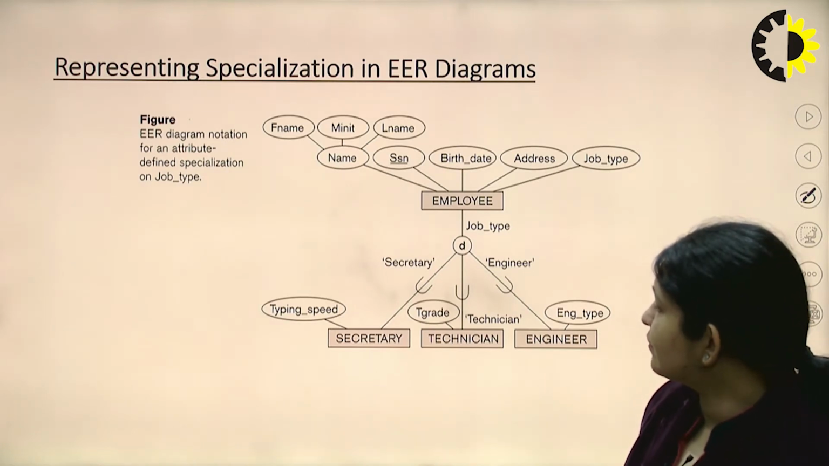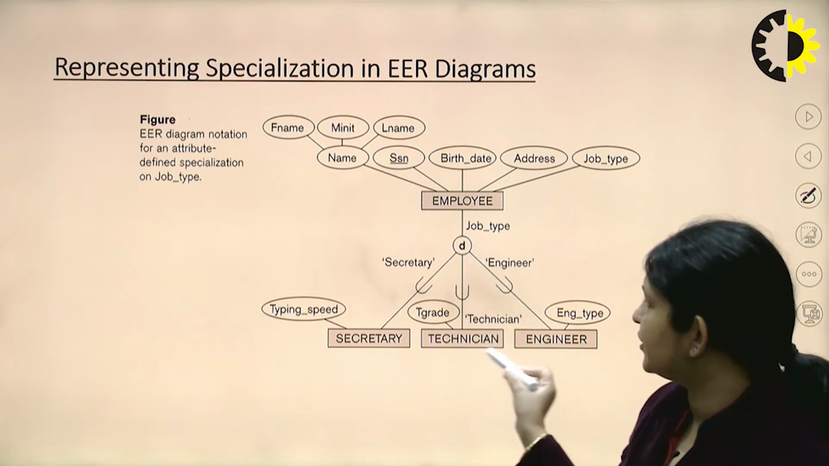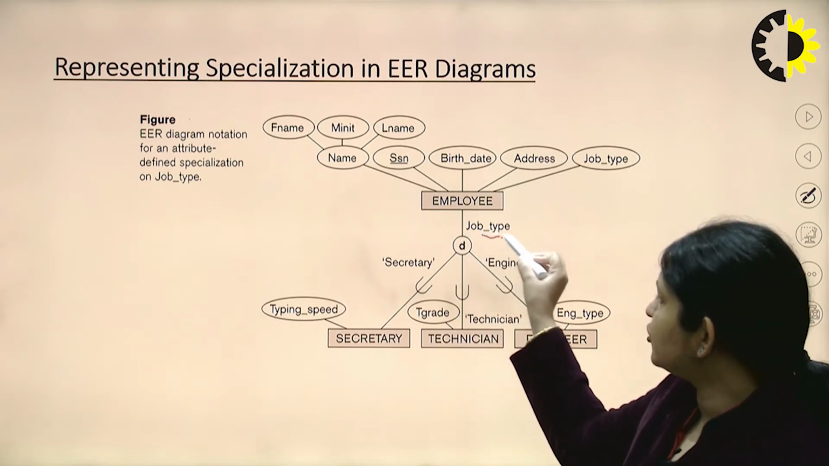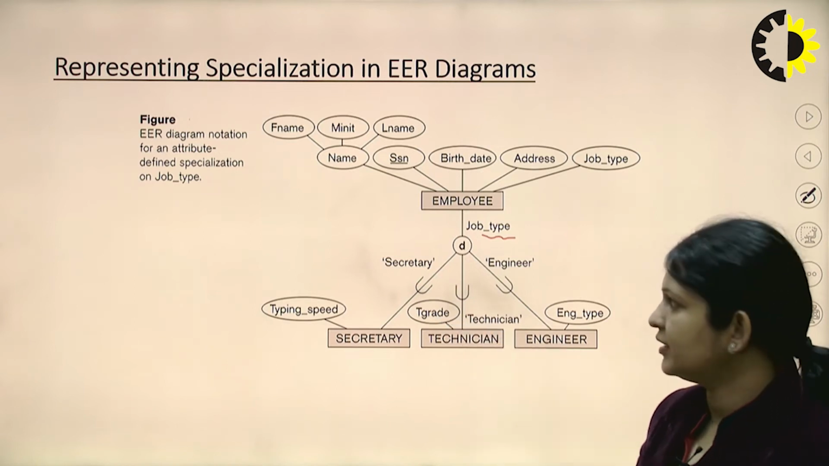So here we know that this particular thing represents the specialization. Depending upon the job type, employees are being categorized into secretary, technician and engineer.